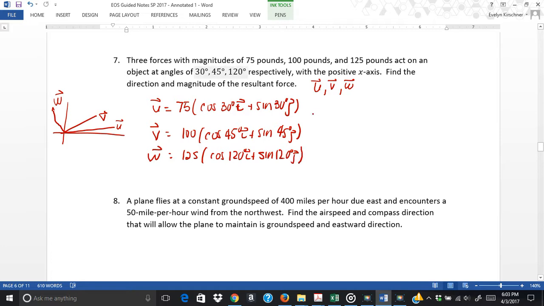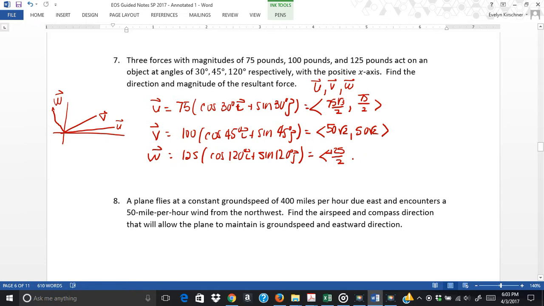Now we have to use our unit circle, and we know that this is going to be 75 radical 3 over 2, because the cosine of 30 is radical 3 over 2, and 75 over 2. And this is going to be 50 radical 2, 50 radical 2, because 100 times radical 2 over 2 is 50 radical 2. And here we have negative 125 over 2, because cosine of 120 is 1/2, and I'm sorry, it's negative because it's in that second quadrant, and then 125 radical 3 over 2.